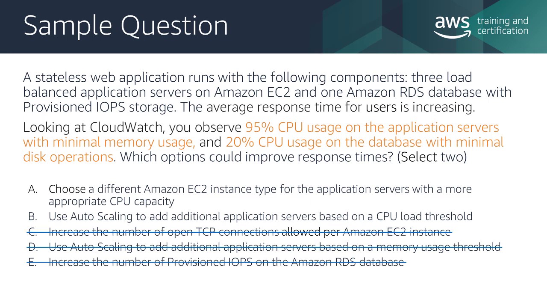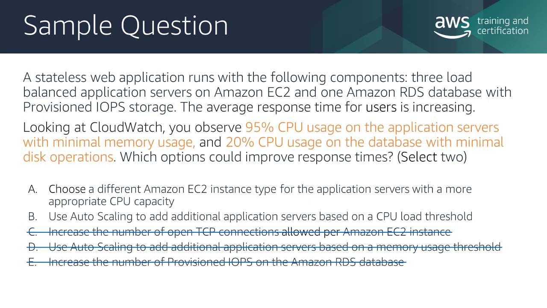There's no mention in the question that open TCP connections are the bottleneck. If this actually were the issue, then TCP connections would be rejected. You'd see specific client errors, not so much increased response times. And even if this were the issue, increasing the number of TCP connections for servers that are already at 95% usage just overloads the instance.